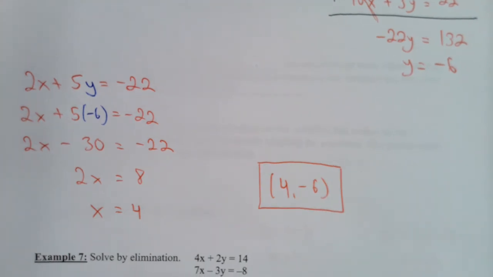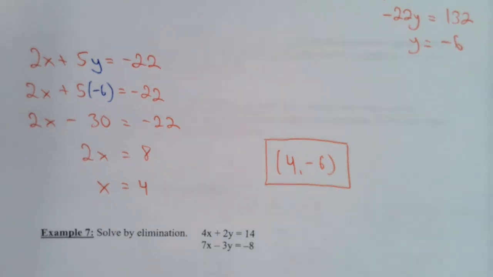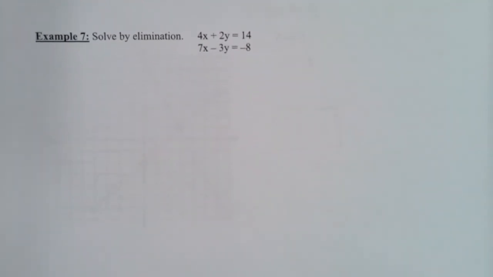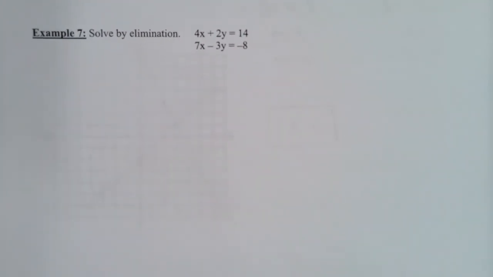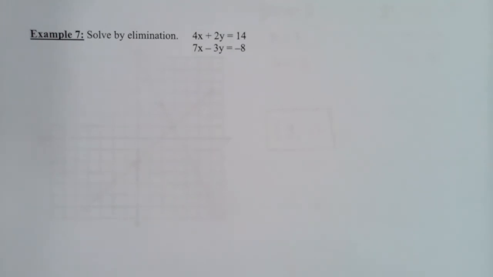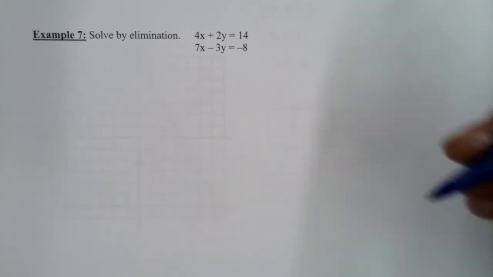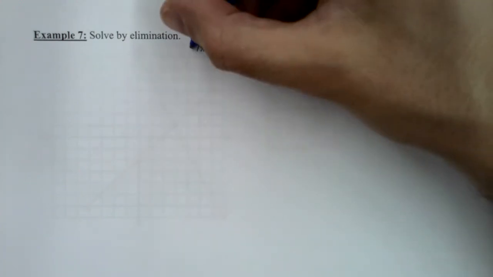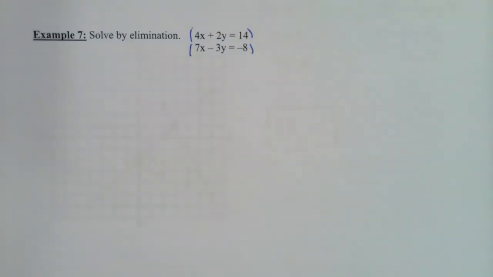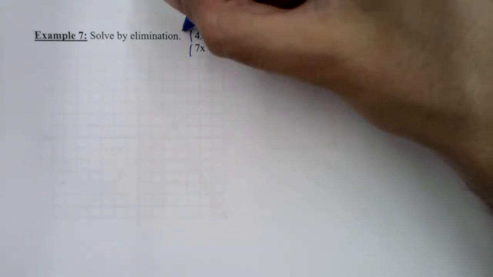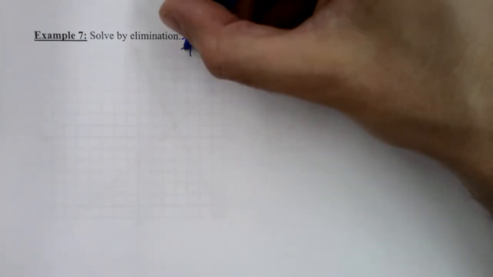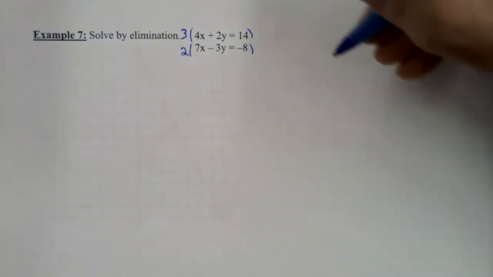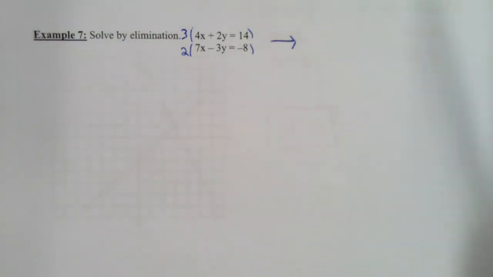Okay. Now, the last example, example 7, solve by elimination. You have to get opposite coefficients. Now this time, you're going to have to multiply both equations by a number. You'll see what I mean in a second. What I'm going to do is multiply the top equation by 3, and multiply the bottom equation by 2. You'll see why in a second.